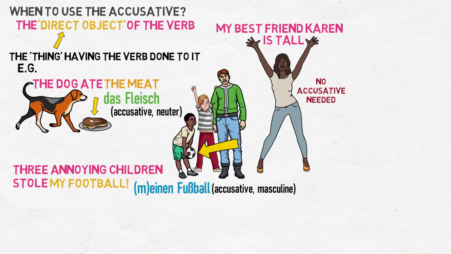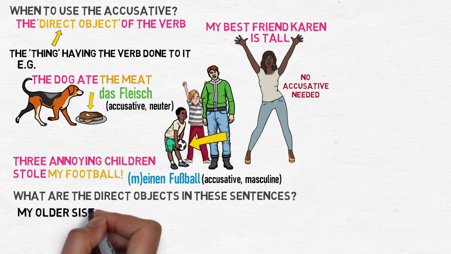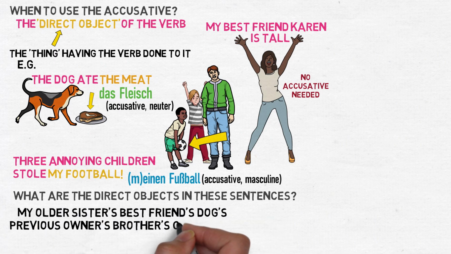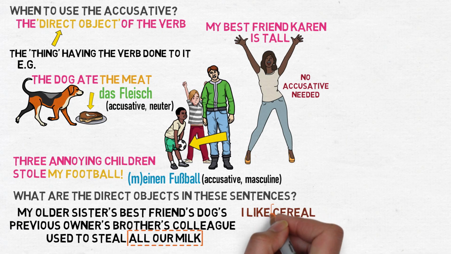Have a look at these English sentences and think about what the direct objects would be. You can pause the video if you need longer. My older sister's best friend's dog's previous owner's brother's colleague used to steal all our milk. I like cereal. In the first, quite ridiculous sentence, the direct object is the thing that used to be stolen, i.e. all our milk. In the second, more normal sentence, the direct object is what's being liked, i.e. cereal.